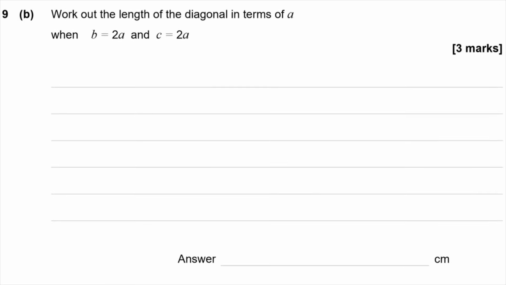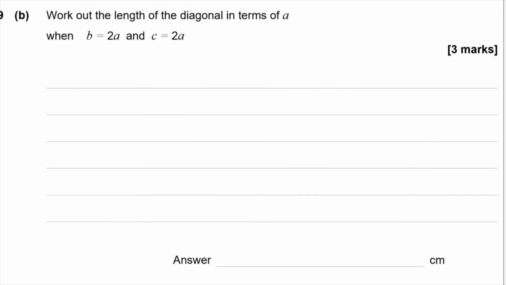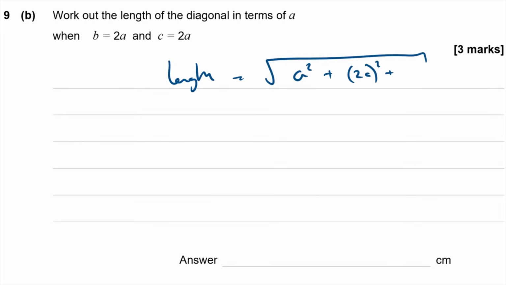Okay, now part B then says work out the length of the diagonal in terms of A when B is 2A and C is 2A. Okay, so we've got to do the same thing algebraically now. So length is going to be equal to the root of A squared plus B is going to be 2A, so 2A squared, and C is going to be 2A squared, like that.